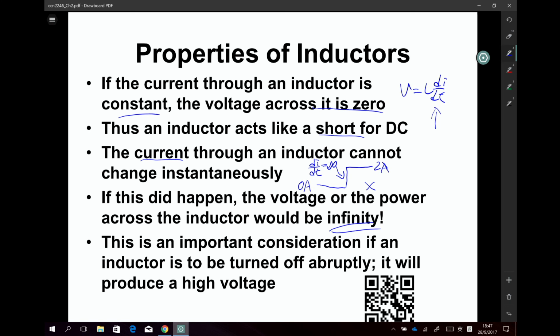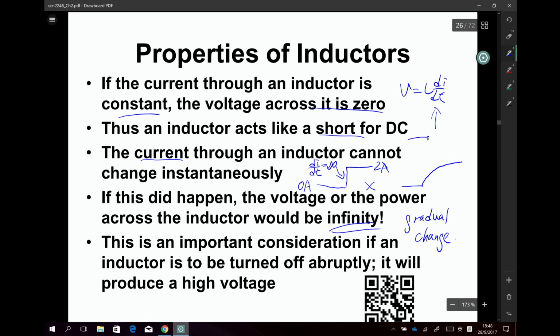So, just like the capacitor voltage, you can only allow a gradual change. Okay? A gradual change of the inductor current. So the charging curve may look like this one, or the discharging curve may look like this one. You cannot have a sudden jump.